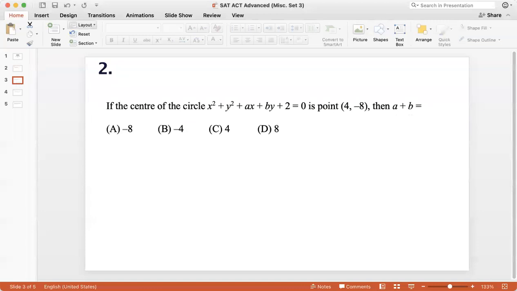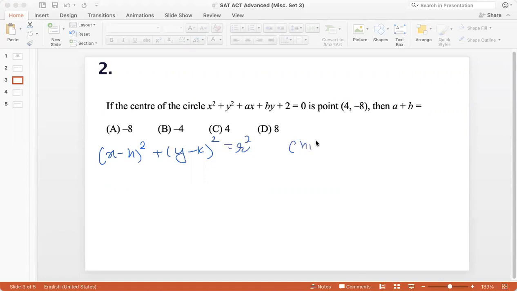If the center of the circle x squared plus y squared plus ax plus by plus 2 is equal to 0 is (4, -8), then what is a plus b? So we know that a circle is given by (x minus h) whole squared plus (y minus k) whole squared is r squared, where (h, k) is the center and r is the radius of the circle. Now here I need to first convert my equation to the standard form.